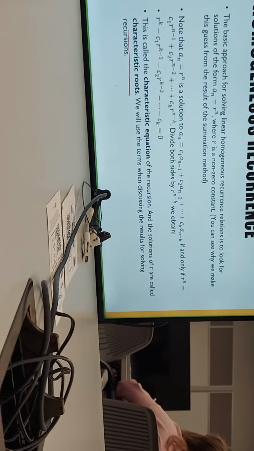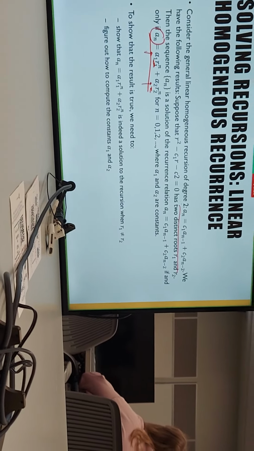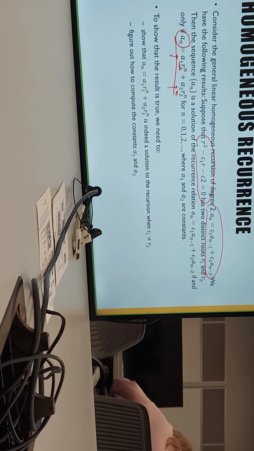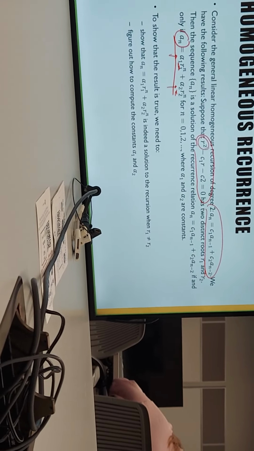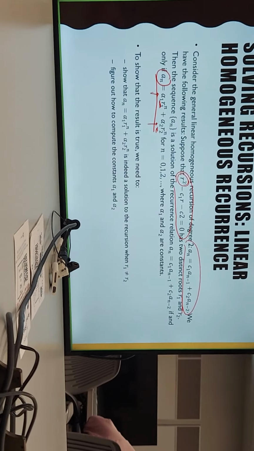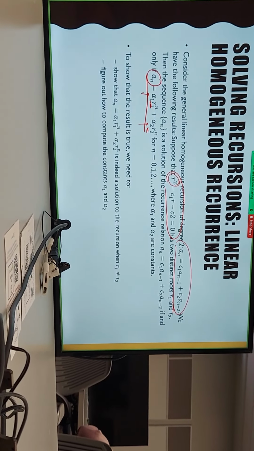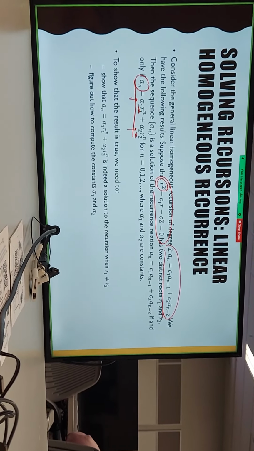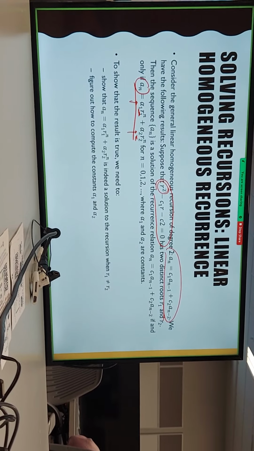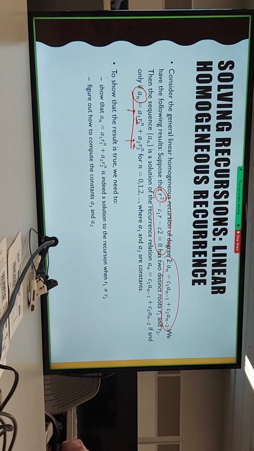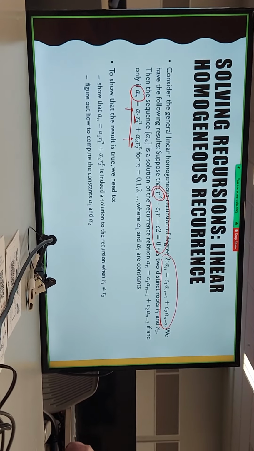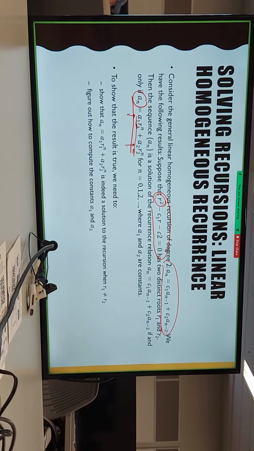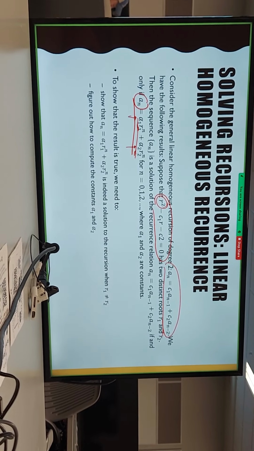Imagine that the degree of the characteristic equation is 2. Then you would have either one single repeated root or two different roots. This case applies when you have two different roots, r_1 and r_2. It directly tells us that the closed form for a_n is alpha_1 times r_1 to the power of n plus alpha_2 times r_2 to the power of n. Any questions at this point?